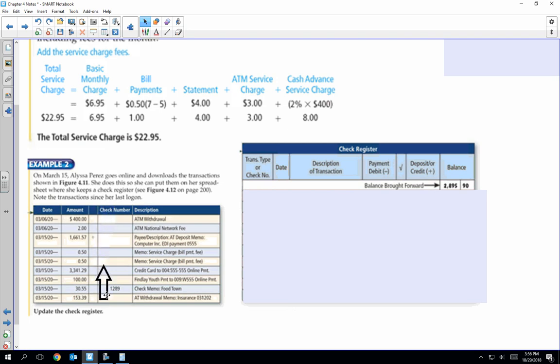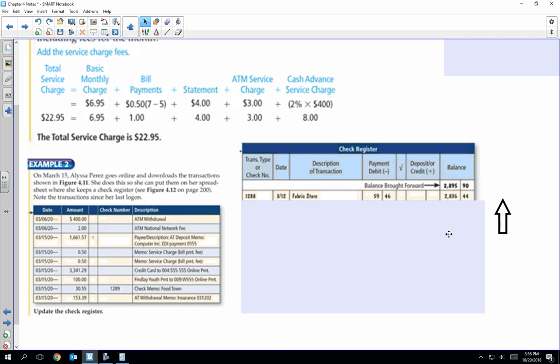All right, so let's look at Alyssa's bank statement here in example 2. She's got a spreadsheet of this information, and we're going to look at how we update our check register based upon this information here. So the balance of her account was $2,895.90. We are going to write a check for the fabric store on 3/12 for $59.46. We minus it out of our balance and it goes on the end.